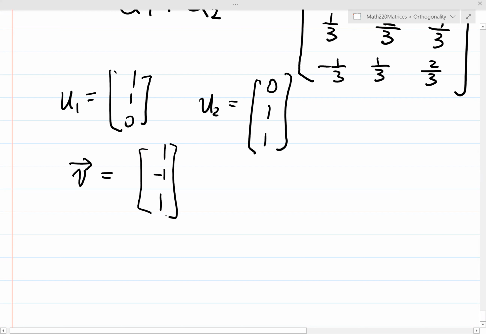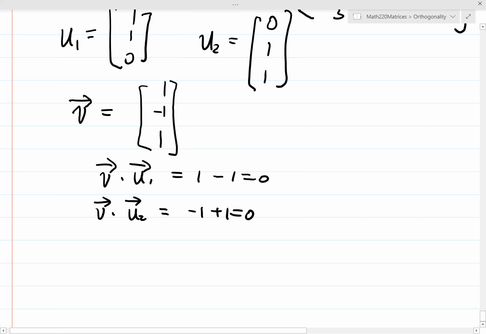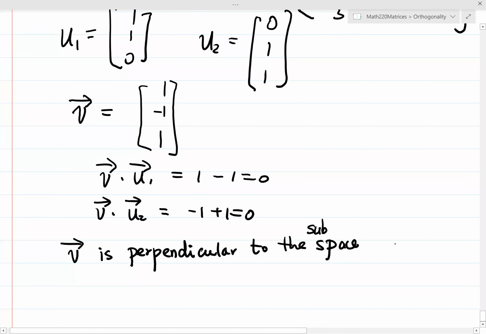You check V dot product U1: you get 1 plus -1, which is 0. And V dot U2: you get -1 plus 1, which is 0. So V is perpendicular to the subspace U, because U is spanned by U1, U2.